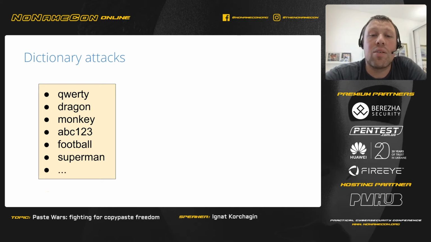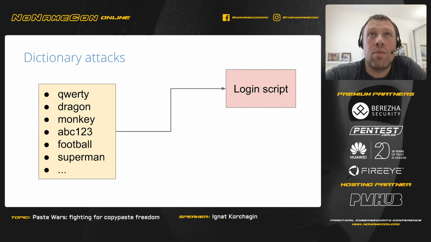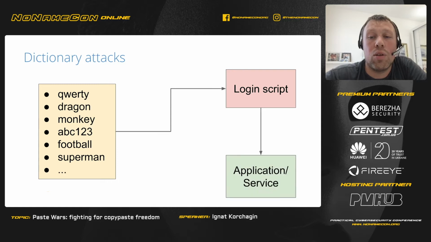There are statistics around that. They call it a dictionary, and basically they don't try each password manually. They design some kind of automation, like a login script, which takes this list as input and tries every word from that list on a specific application or service the attacker wants to get access to.